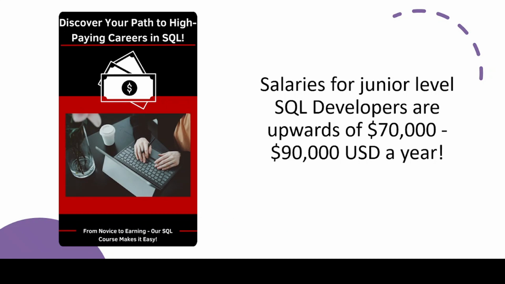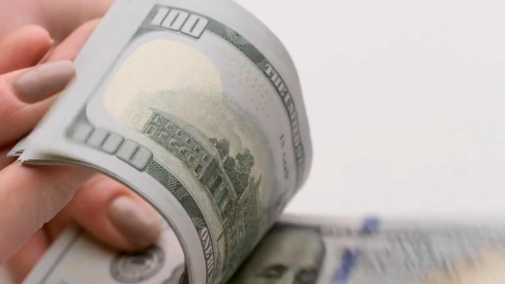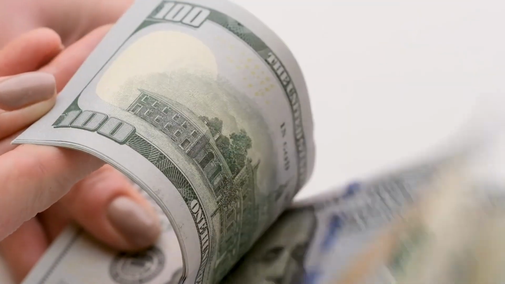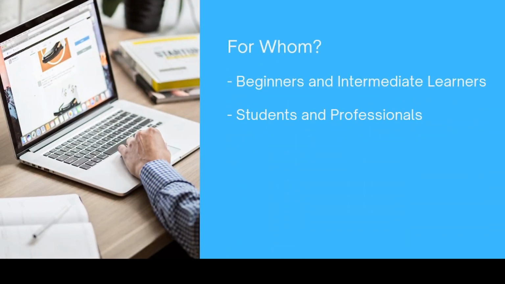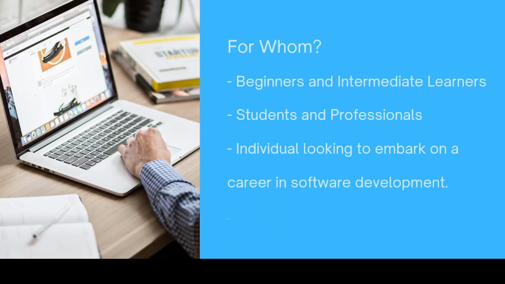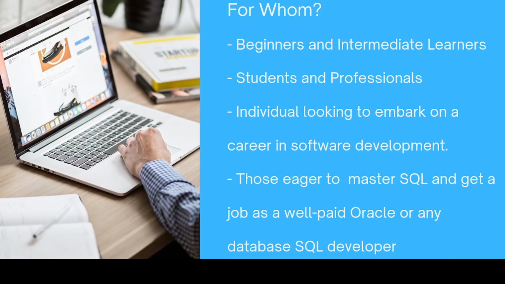Next slide. In this one we can see what the salary is for a junior-level SQL developer. In USA it's up to 70 to 90k per year. This is for the beginner, intermediate learner, students and professionals, people who want to start a job in making software, or people who want to be really good at SQL and get a well-paying job as an Oracle developer or SQL developer.